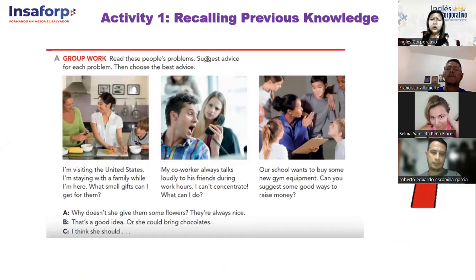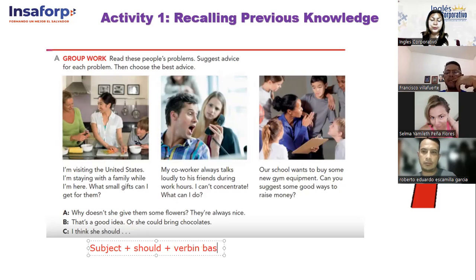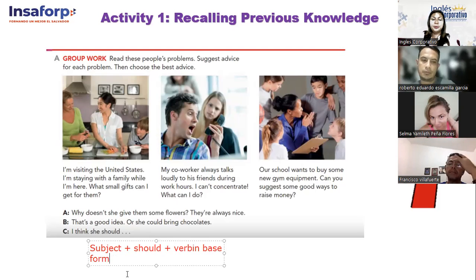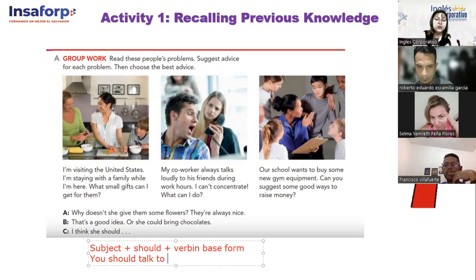People, just one observation when I was checking the homework. Remember, the structure for should is the subject plus should or should not plus what? Subject, should, and then where? In base form. For example, you should talk to him.